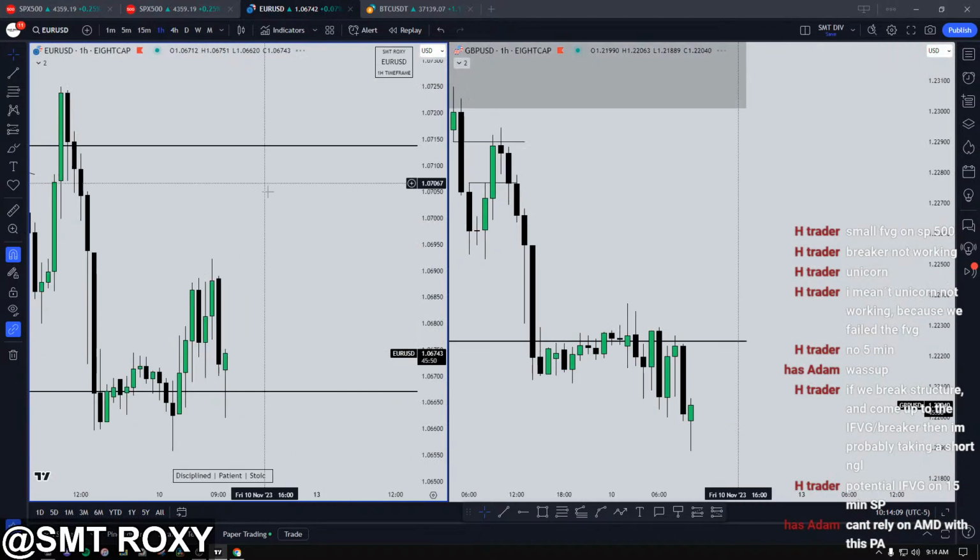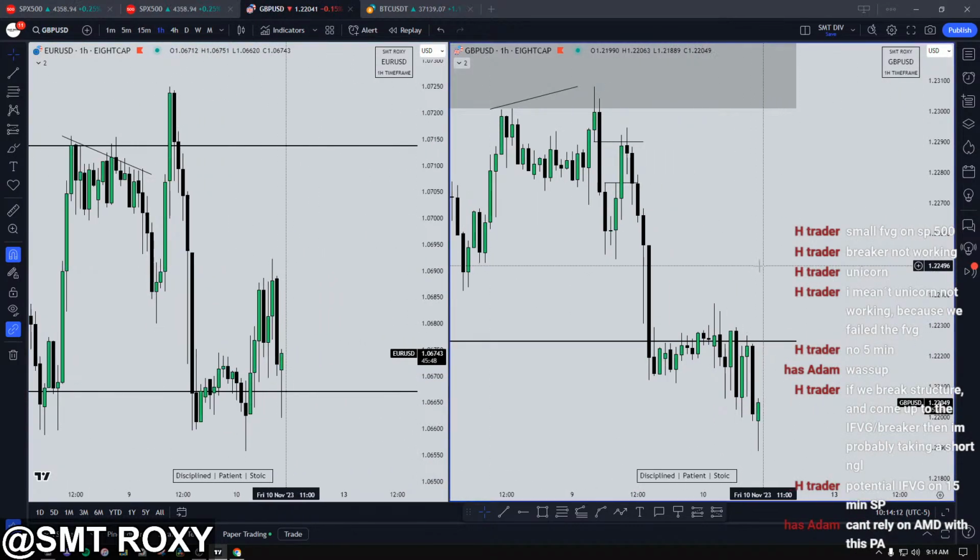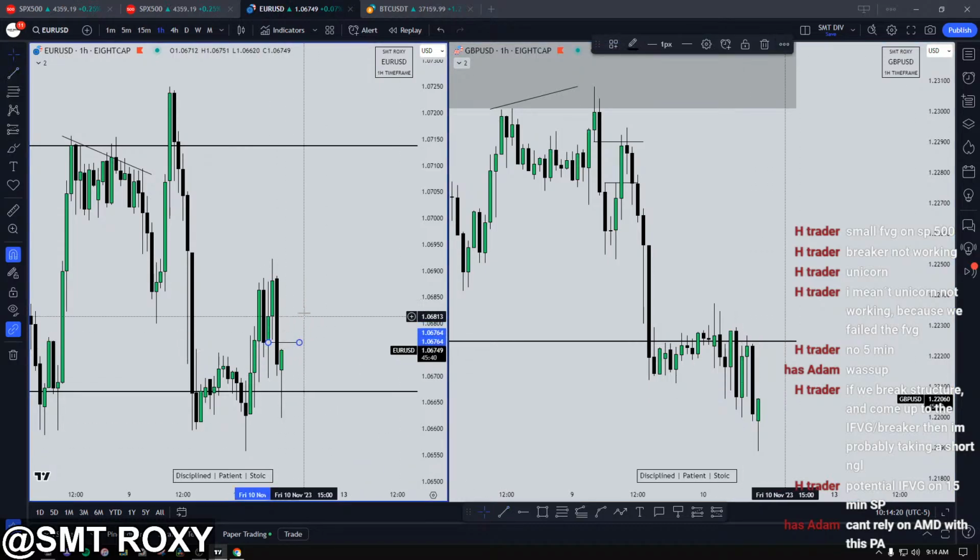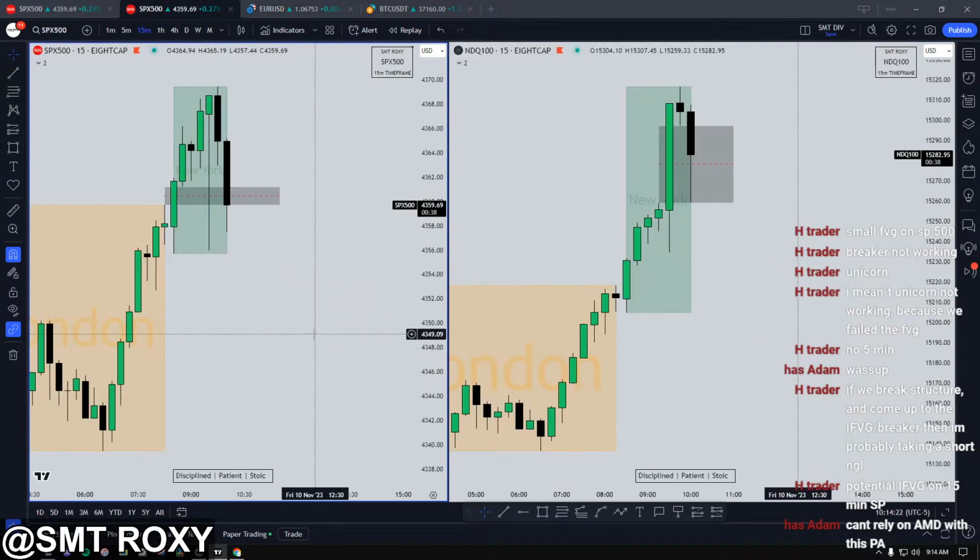Forex pairs, scroll on the 1 hour. You can see just GU dropping, EU not really dropping. Little breaker. I mean the order block here, if you drop down the lower time frame, is like a breaker, like we showed earlier.